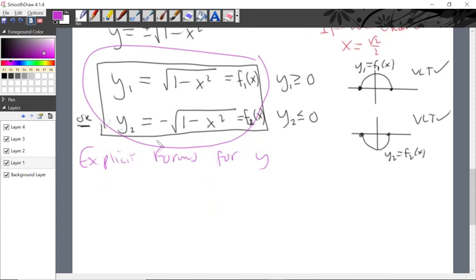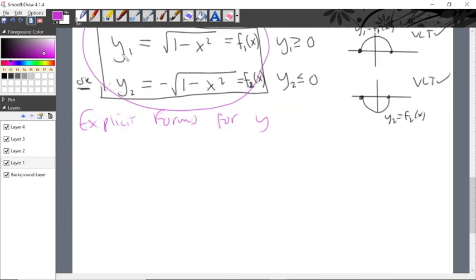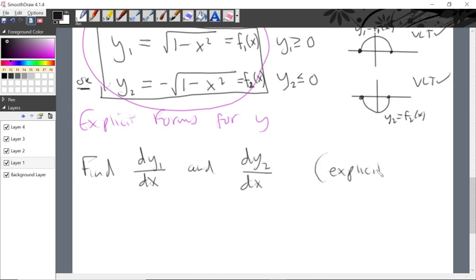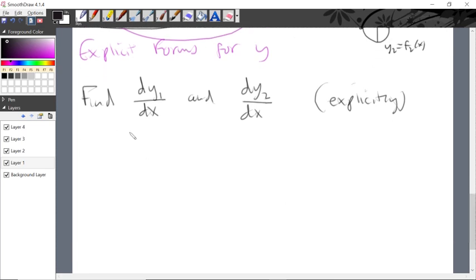So let's do what we already know how to do, which is when we have an explicit function of x, let's find the derivative. Now we have two different functions of x to do this for. So let's find the derivative of y1 with respect to x, and then let's find the derivative of y2 with respect to x. This would be doing so explicitly by using the explicit functions of x.